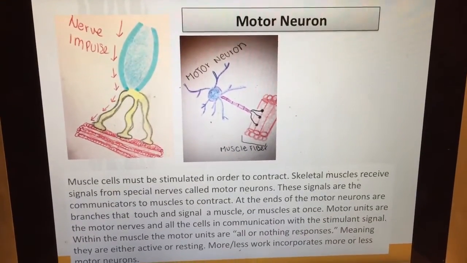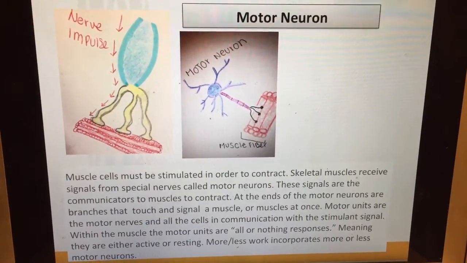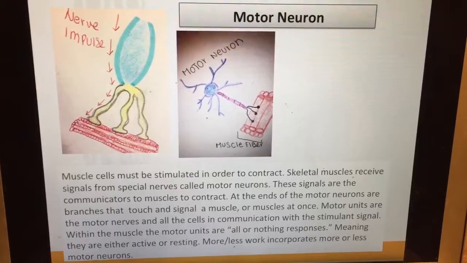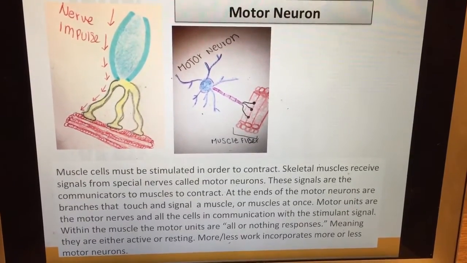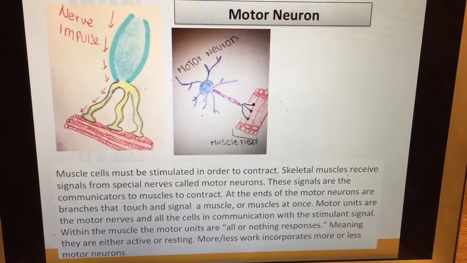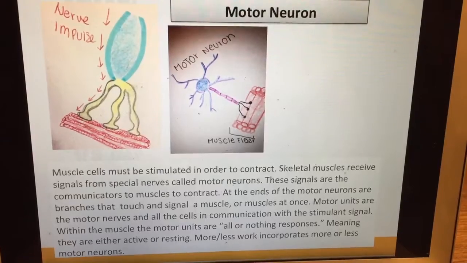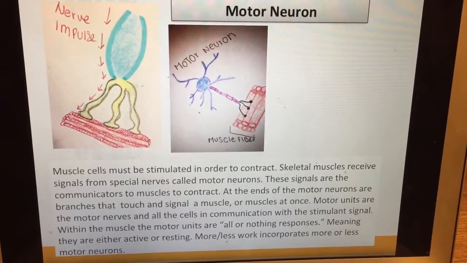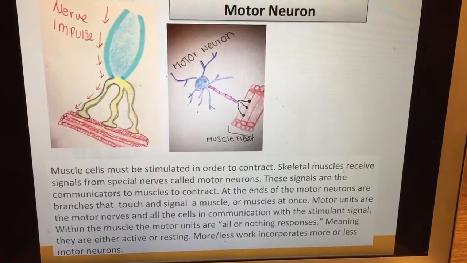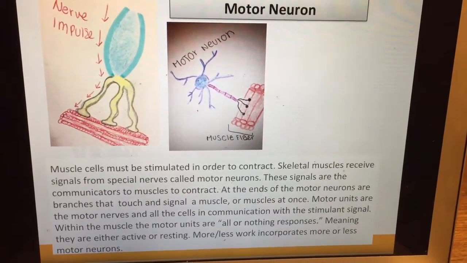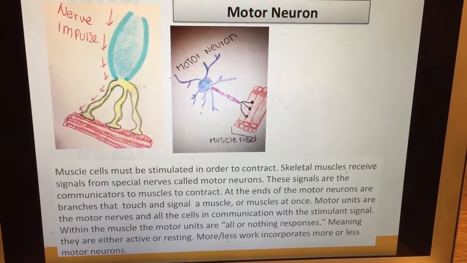Motor neuron. Muscle cells must be stimulated in order to contract. Skeletal muscles receive signals from special nerves called motor neurons. These signals communicate to muscles to contract. At the end of the motor neurons are branches that touch and signal a muscle or muscles at once. Motor units are the motor nerves and all the cells in communication with the stimulant signal.